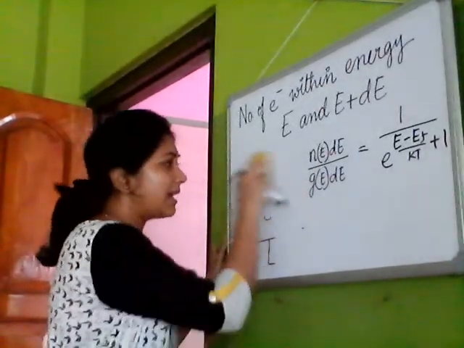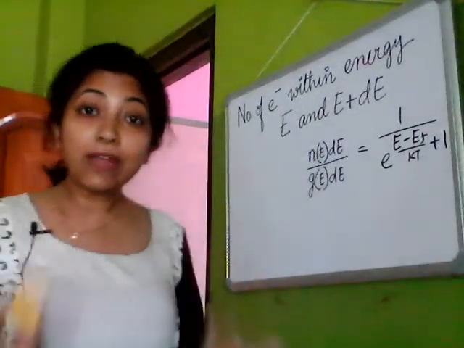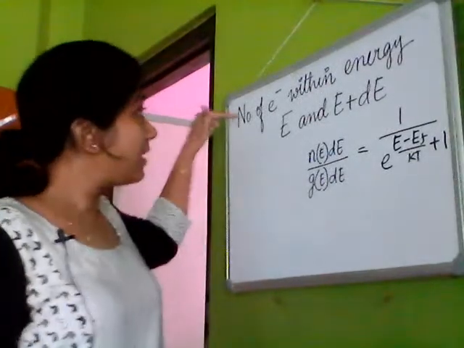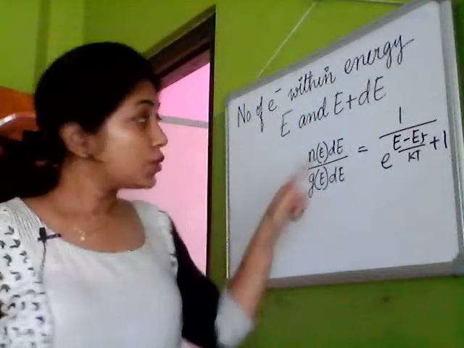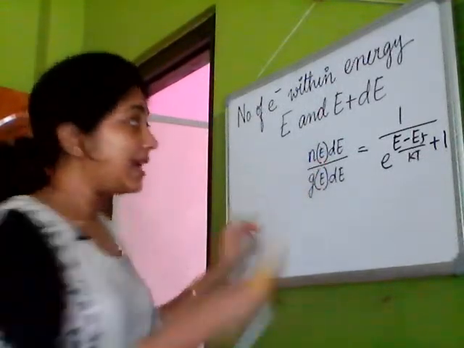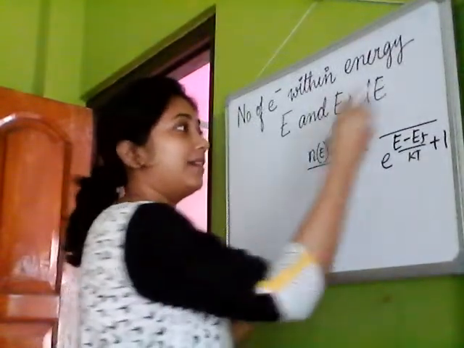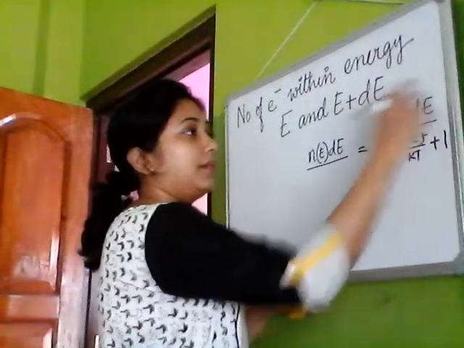So now let me get back to this. And today, what are we trying to find out? We are actually trying to find out what is this N(E)dE, the number of electrons within the energy range E and E plus dE. So what can I write N(E)dE as? I can write N(E)dE as G(E)dE by this.